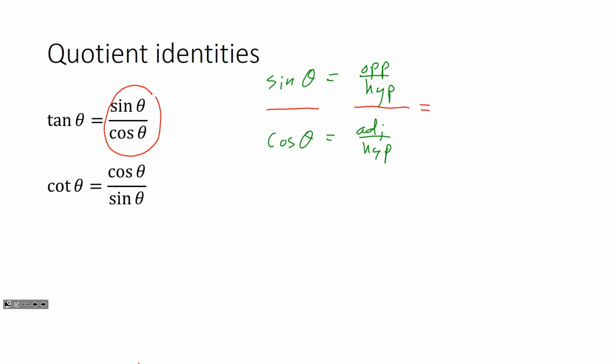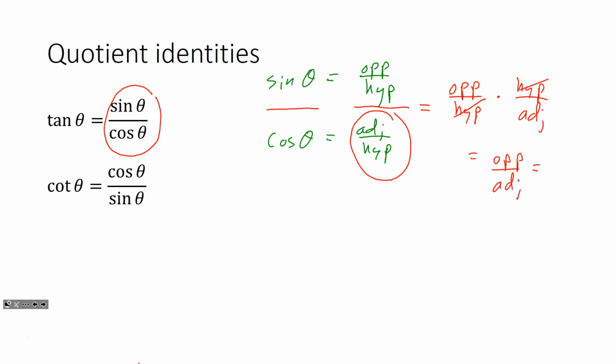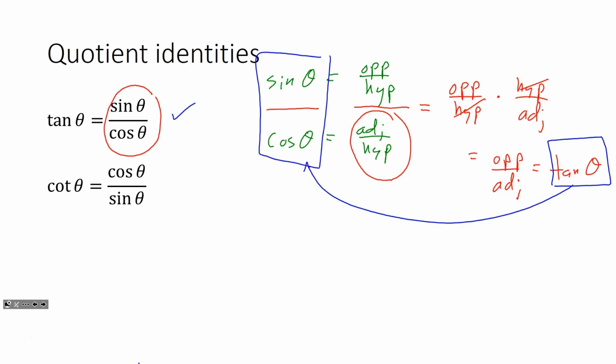Now, of course, when you're taking a fraction and dividing it by a fraction, you take the fraction in the numerator and multiply by the reciprocal of the fraction in the denominator. So the reciprocal of that would be hypotenuse over adjacent. Looking at those fractions, the hypotenuse will cancel out. We're just left with the opposite over the adjacent. And recall that opposite over adjacent equals the tangent. So we've just shown here that the tangent of theta was derived from the sine over the cosine, which verifies this first statement.